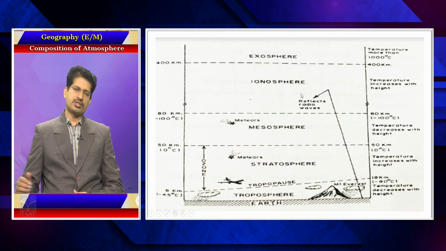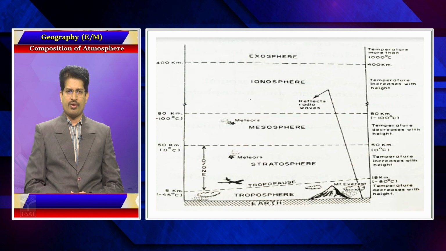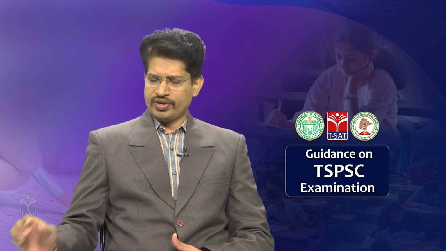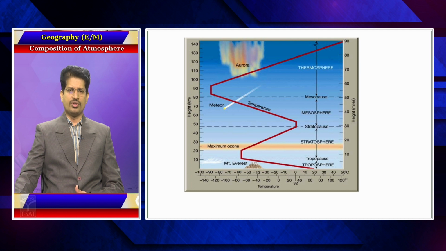The ionosphere is described as such because it contains ions. The charged particles are considered ions, which is the reason why it is known as the ionosphere. The ionosphere can be used for radio communication because it reflects radio waves. And the exosphere is above 400 kilometers, where the temperature reaches 1000 degrees Celsius, and it merges with outer space. So the temperature variation happens in this way in these different layers.